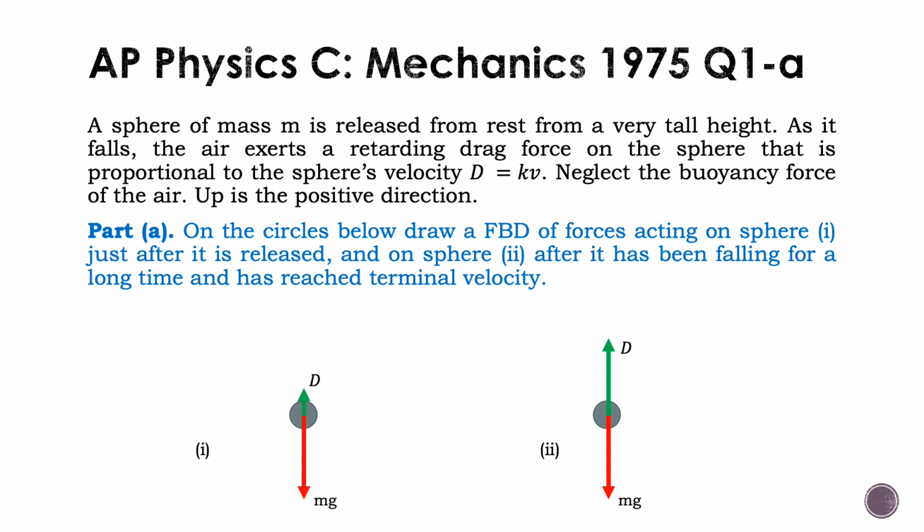I want to note that on both free body diagrams, I had to draw the arrow of the weight to be the same exact length because the weight of the object did not change. The only thing that's changing is the drag force. Also, they would have accepted you not drawing drag force at all on the first free body diagram because the force might be so small that you can barely even see it, the split second it's released.